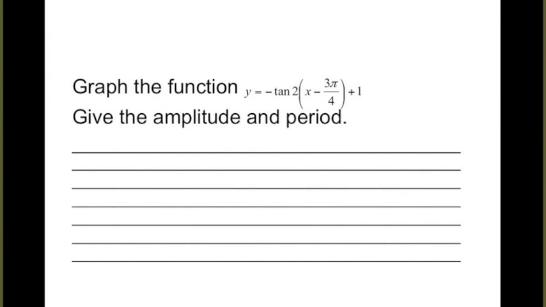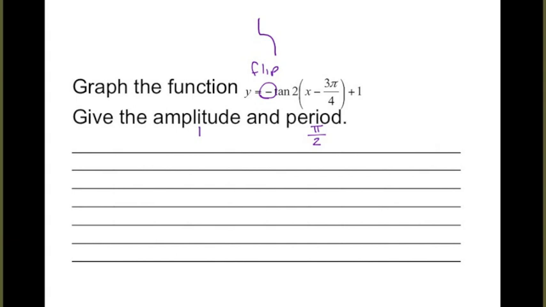What's the amplitude? 1. But there's a negative in front of there. We don't say we have a negative amplitude, but we're going to take our graph and flip it upside down. So it's going to start high and end low. The period is going to be pi divided by 2, because there's a 2 multiplied by the x. And again, remember, tangent is just pi divided by, not 2 pi divided by.